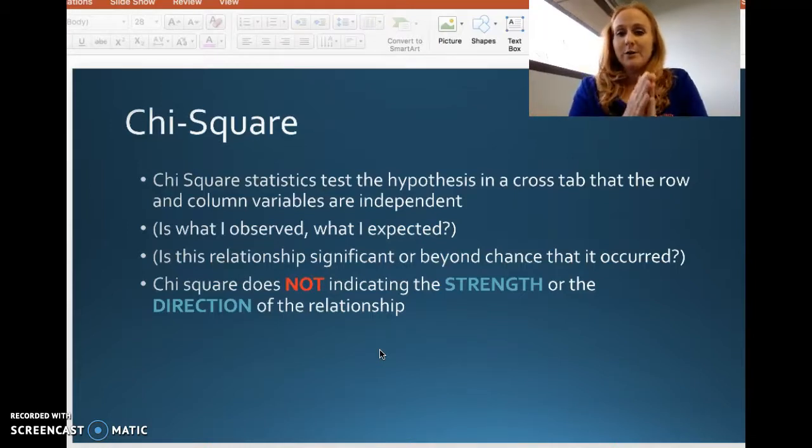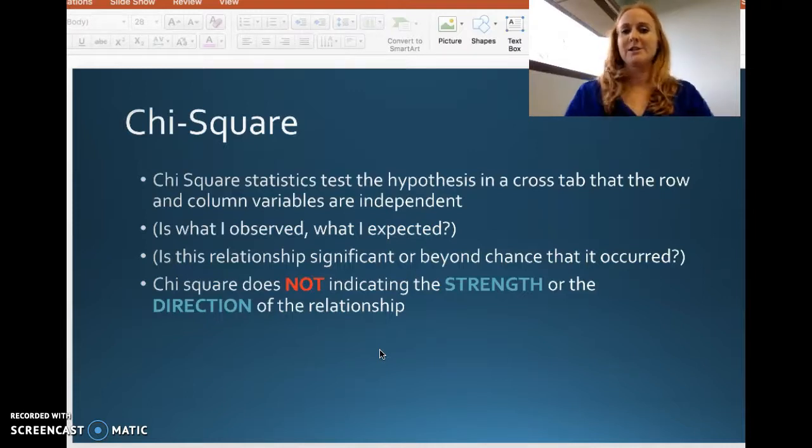Okay, so chi-square is a very basic statistic. It does not indicate the strength or the direction of the relationship, how it goes, in what manner, but it tells you if there is one there, if these two things have anything to do with each other. And it's kind of fun to run. You can say, are these associated together? Okay, you don't say correlated, you say associated.